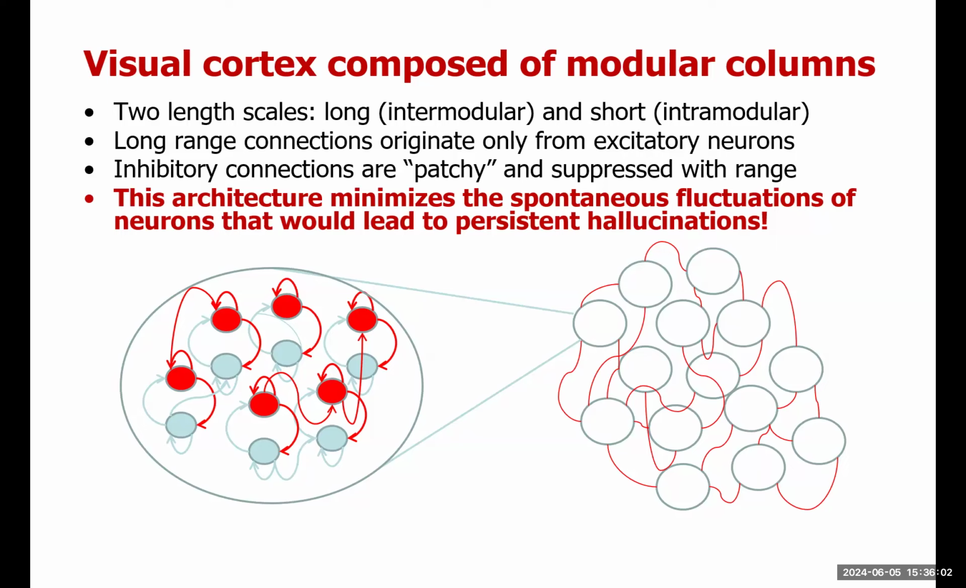The long range connections originate only from excitatory neurons. The inhibitory ones are patchy and suppressed with range. So this architecture minimizes the region in the phase diagram where you see the spontaneous fluctuations giving rise to persistent hallucinations. So it seems that evolution has chosen the structure of the visual cortex in such a way as to minimize the hallucinations, because there's selection pressure against having hallucinations.